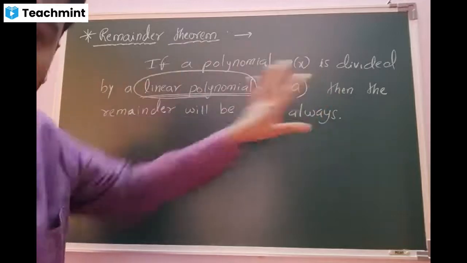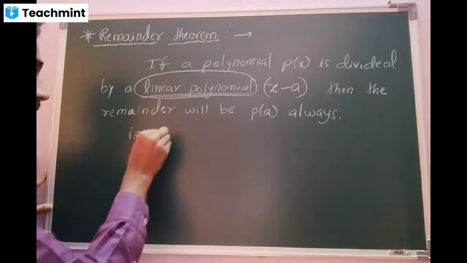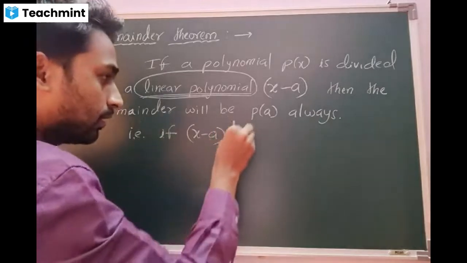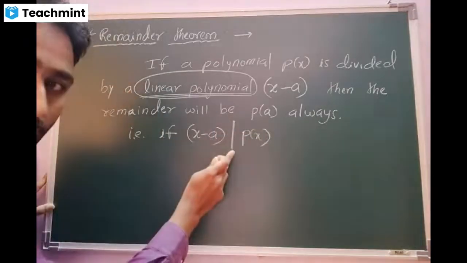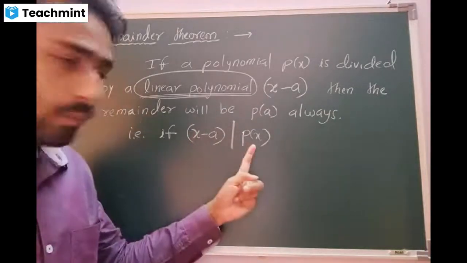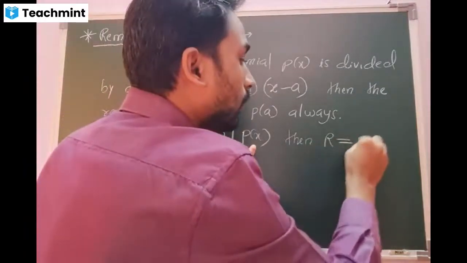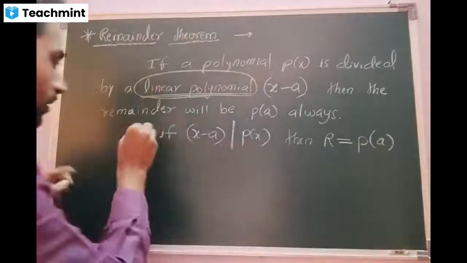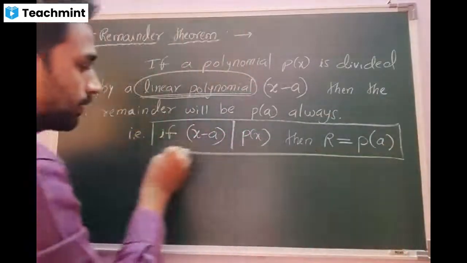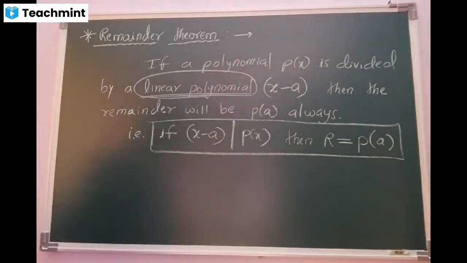This is a verbal statement. I'll put it in the symbolic form. That is, if x minus a divides p of x, beta, look at this, the vertical line we refer to as divides, if this is going to divide this, then remainder r is equal to p of a. This is the symbolic representation of the statement for the remainder theorem. Better write it fast. I'll take one example to elaborate. Quick. Write it down.